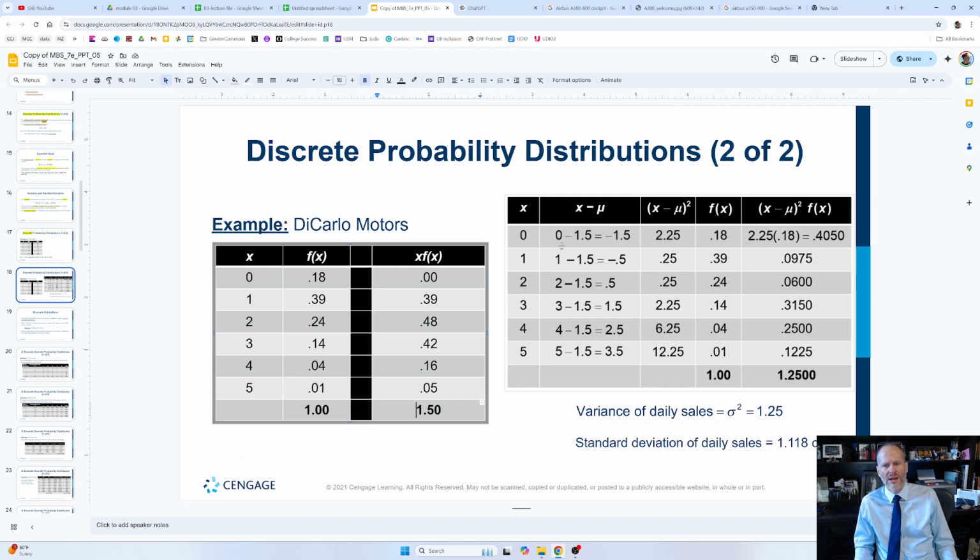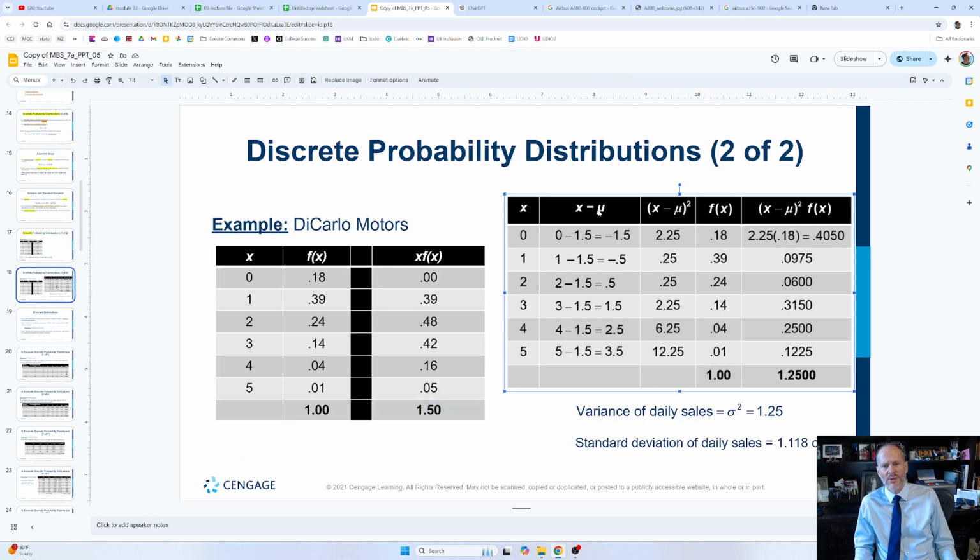Over here, we get the difference between a data point, the random variable, and the mean. So 0 minus 1.5. 0 is right here. 1 minus 1.5, 2 minus 1.5, 3 minus 1.5, 4 minus 1.5, 5 minus 1.5. And we get those values. And then we're going to square them, negative 1.5 squared.